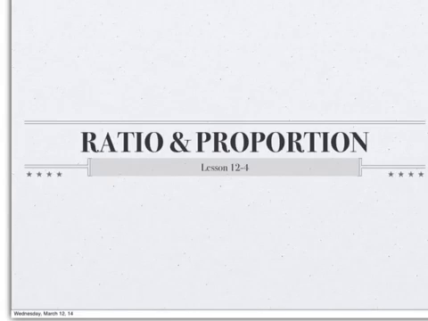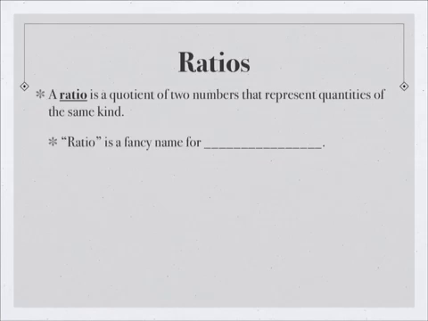Do these words at least sound familiar? Have you heard these words before? Okay. So a ratio is a quotient of two numbers that represent quantities of the same kind. If I wanted to compare the number of students in my class to the number of students in Mrs. Elsie's class, that would be a ratio, because it's students being compared to students.